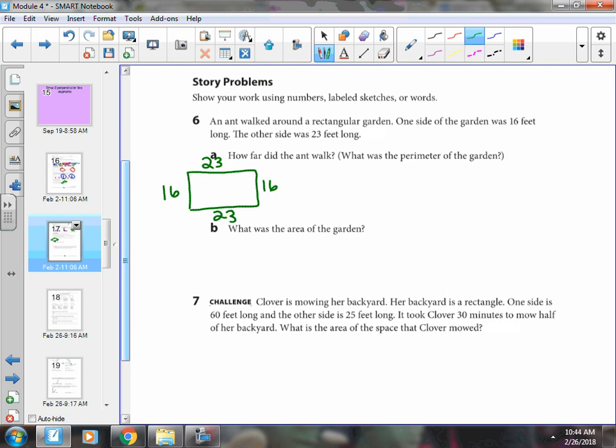And if the ant walked all the way around, that's the perimeter. And perimeter, of course, is the distance around a shape. So I'm going to add 23 plus 16 plus 23 plus 16. Or maybe you would add the two 23s together, and add the two 16s together, and then put those two numbers together.